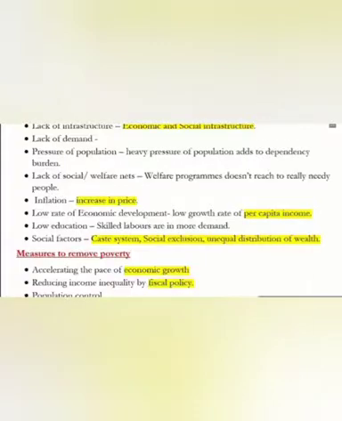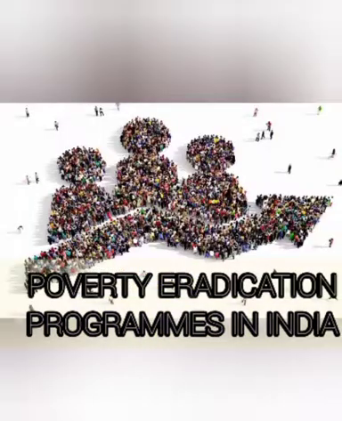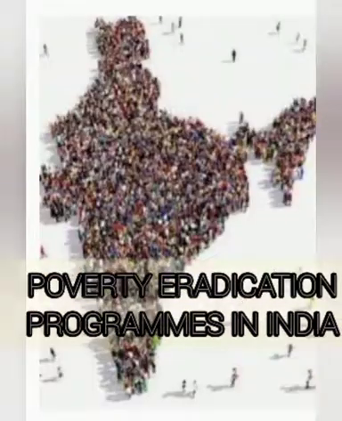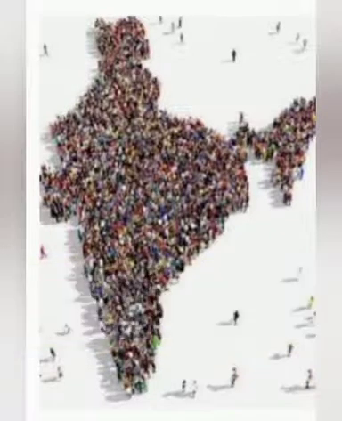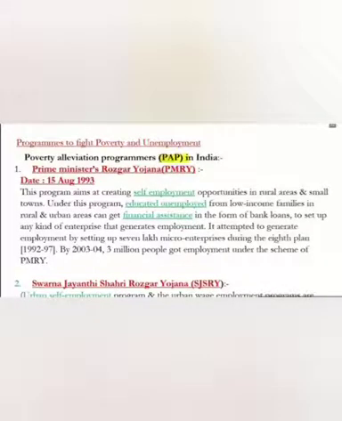Students, now we observe what programs were made by the Indian government to eradicate poverty. Firstly, the Prime Minister Rozgar Yojana (PMRY) program launched on 15th August 1993. The main aim of this program is self-employment, and under this program, educated unemployed from low income families in rural and urban areas can get financial assistance in the form of bank loans.